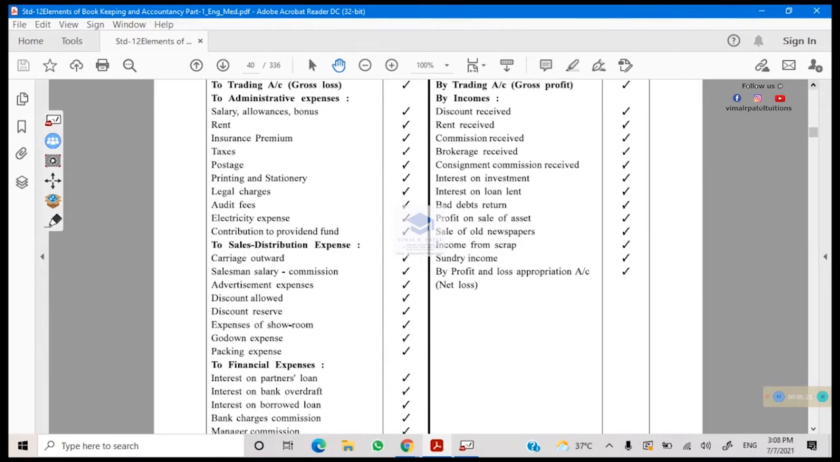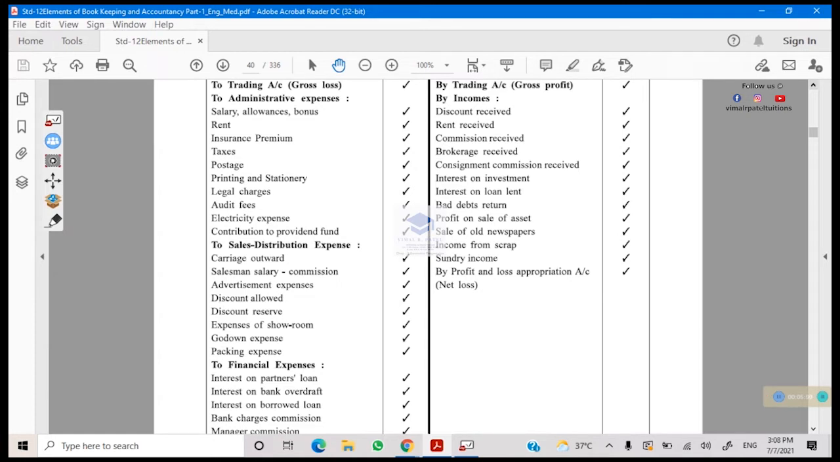Now, profit and loss account. On profit and loss account debit side, all the expenses which are not covered in trading account, administrative expense like salary, allowance, bonus of staff, rent of the office, insurance premium, taxes, postage, printing, stationery, legal charge, audit fees means fees payable to chartered accountant, auditor, electricity expense. Power expense or power consumption will be debited to trading account, but electricity expense will be debited to office P&L account because it is office expense.